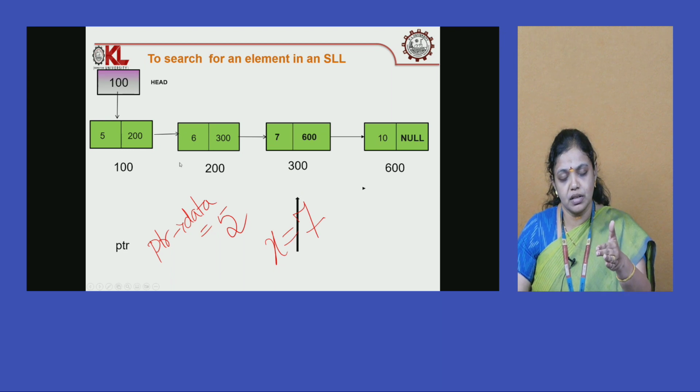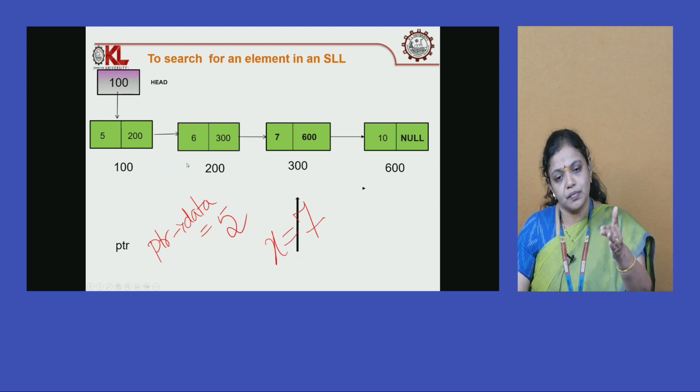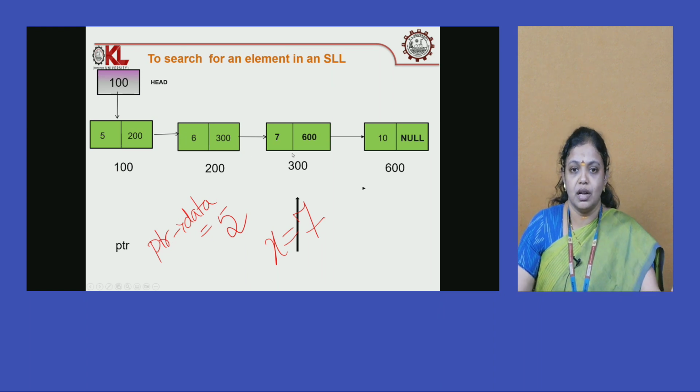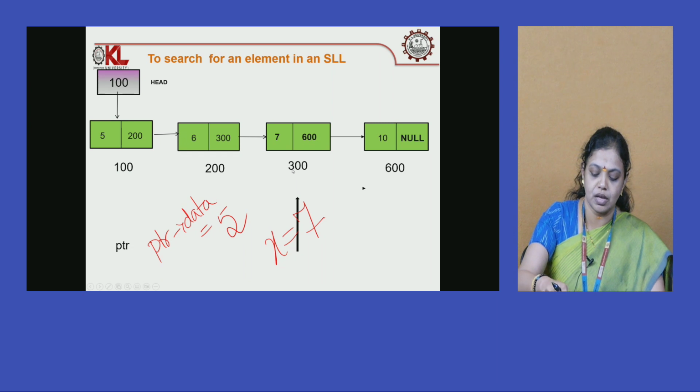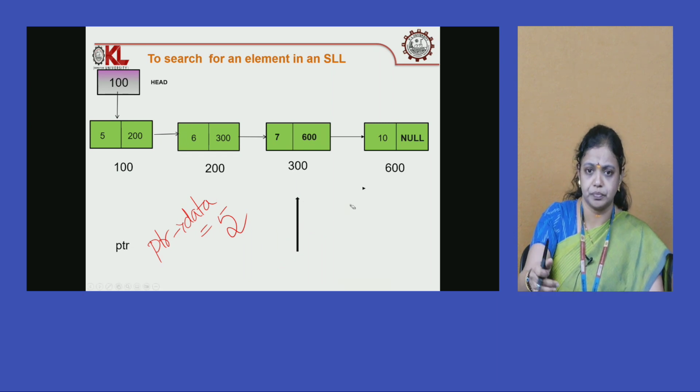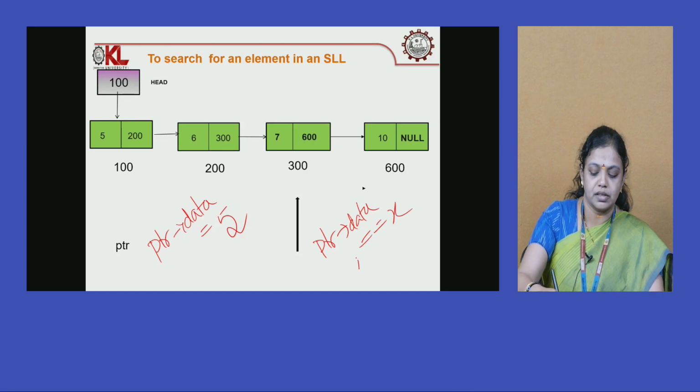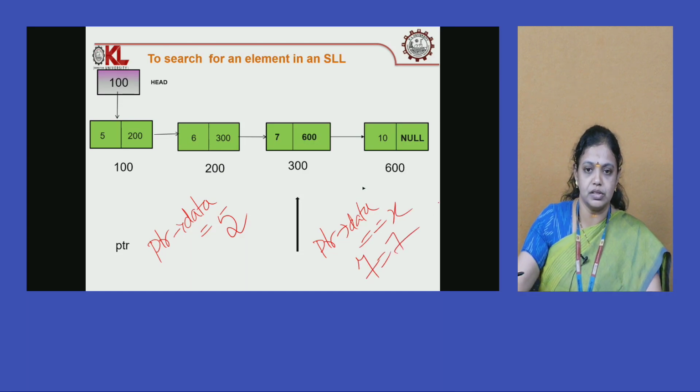So again it comes here. PTR of data is 6. Is 6 equal to 7? No. Now again it comes to next. Now PTR is pointing to this. What is PTR of data? 7. And what is x? 7. So you see that PTR of data is equal to x. 7 is double equal to 7. Am I right or not?